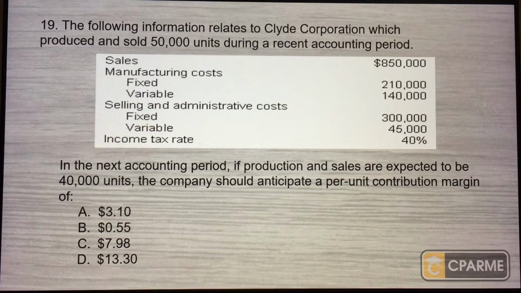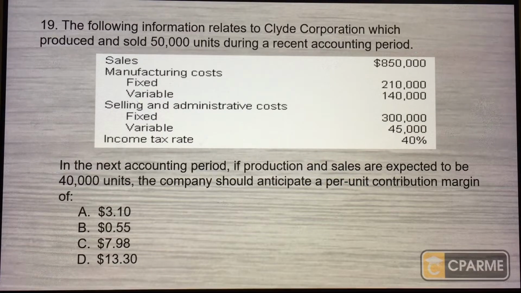So the following information relates to Clyde Corporation, which produced and sold 50,000 units during a recent accounting period. Sales 850, manufacturing cost fixed 210, variable 140, the selling and admin cost fixed 300, variable 45. So 850 less 140 less 45, then you should divide it by 50,000 units. Then you could get the contribution margin per unit.